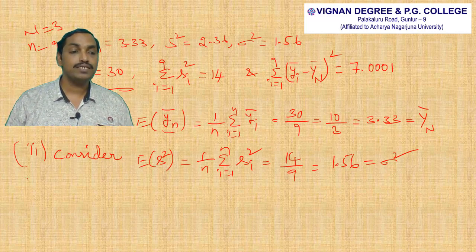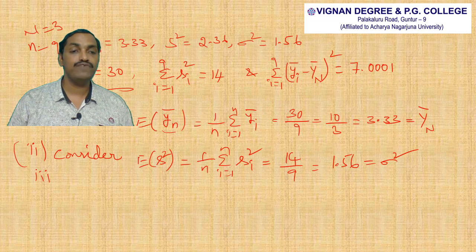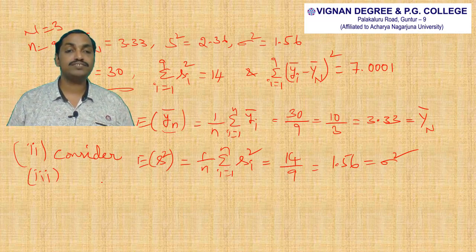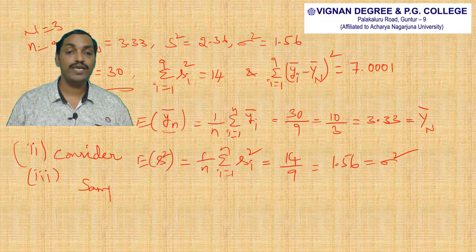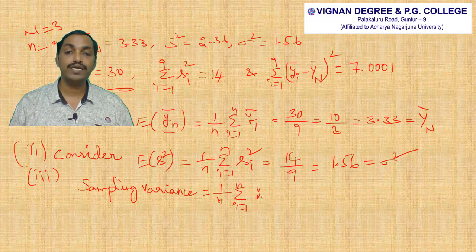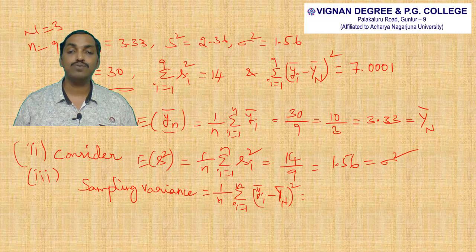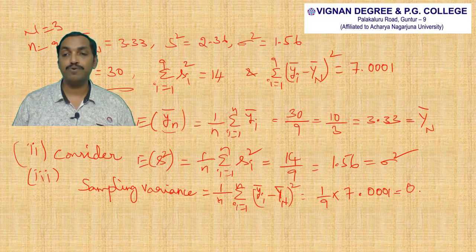And the last one, the third one, we need to verify that the sampling variance can be calculated by using the formula 1 by small n into summation i is equal to 1 to small n yi bar minus capital Yn bar whole square, which is equal to 1 by 9 into 7.0001, which gives me 0.78.